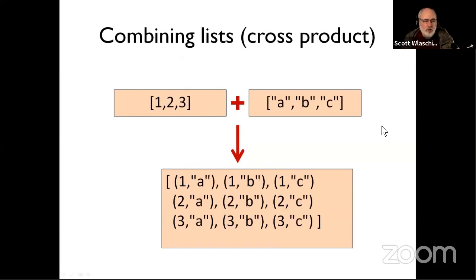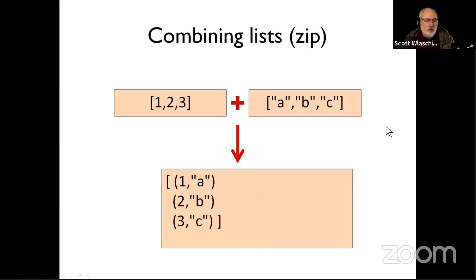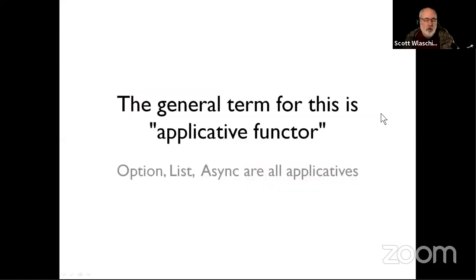You can do a cross product where you combine each element in pairs, or there's another way which is typically called zip, where you combine the first element of each one and the second element of each one and the third element of each one. But anyway, it's a common problem. You're going to combine the results of two different things, and we're going to call this thing applicative functors, another piece of jargon.